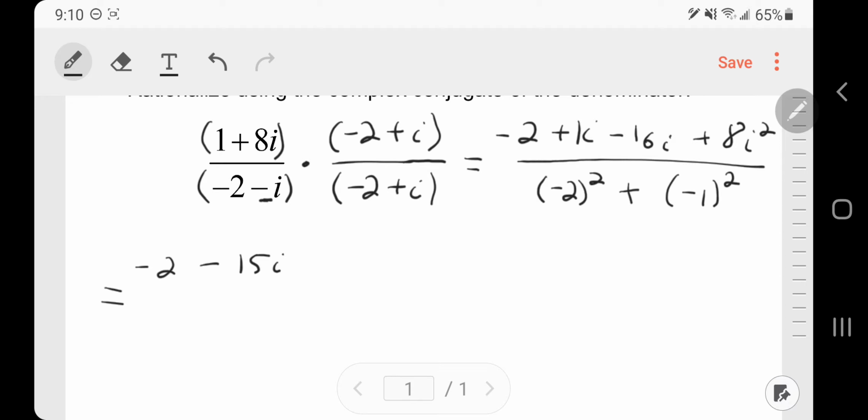And now what happens here is we have this i squared over here. We know i squared becomes a -1, so it's going to be 8 times -1. I just substituted -1 in where I had an i squared. And on the bottom, (-2) squared is going to be 4. (-1) squared is going to be a positive 1, so it's going to be 4 plus 1 on the bottom, which is going to give us 5.